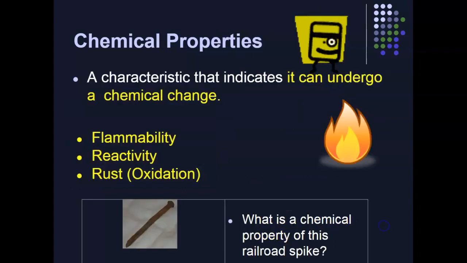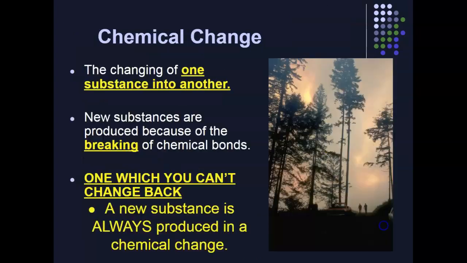Well, how about chemical properties? These are going to be characteristics that describe how a chemical change is happening to your matter. How well does it light on fire? That is flammability. How well does it react? Reactivity. Does it rust? In other words, does it undergo oxidation? So you can see by the way this looks that this railroad spike actually has undergone rusting or oxidation. So that is one of its chemical properties based on how it's made or what it's made of.